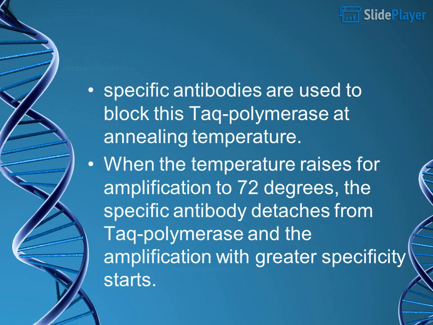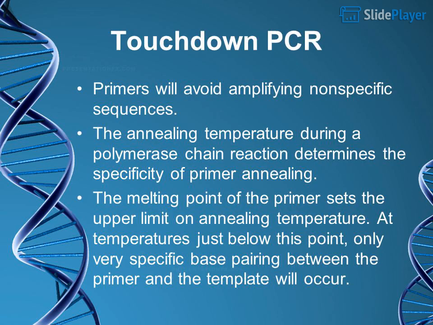Touchdown PCR primers will avoid amplifying non-specific sequences. The annealing temperature during the polymerase chain reaction determines the specificity of primer annealing. The melting point of the primer sets the upper limit on annealing temperature. At temperatures just below this point, only very specific base pairing between the primer and the template will occur.